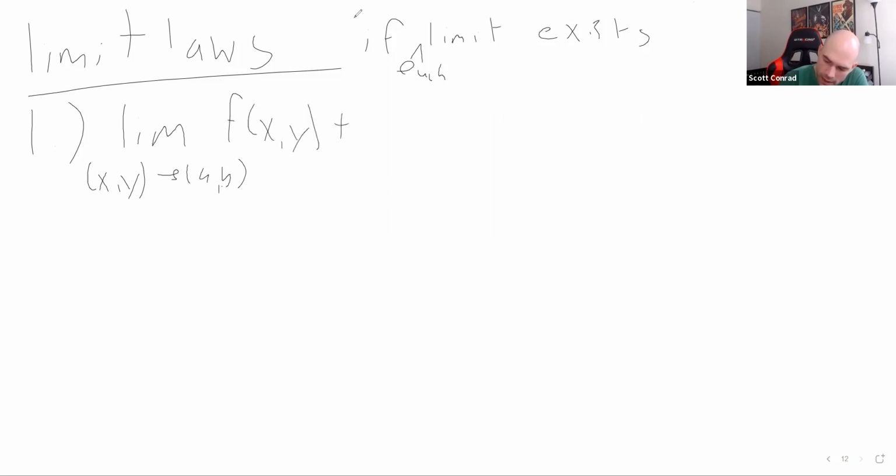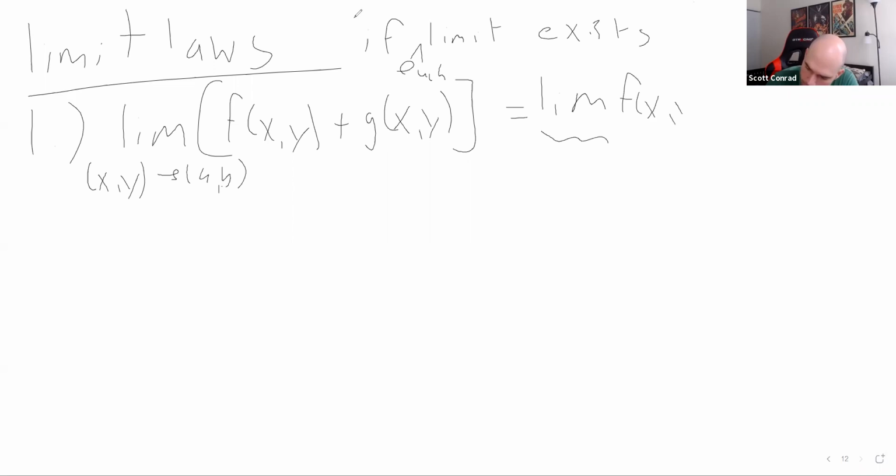If we have f of x, y plus g of x, y, we take the limit of the sum of two functions. If the limit for f and the limit for g exist as we approach a, b, then it's equal to the sum of the limits. In the interest of time, I'm not going to write the limit as x, y approaches a, b. It'll just be understood. That's what the squiggly lines mean here. So the limit of a sum is just the sum of the limits.